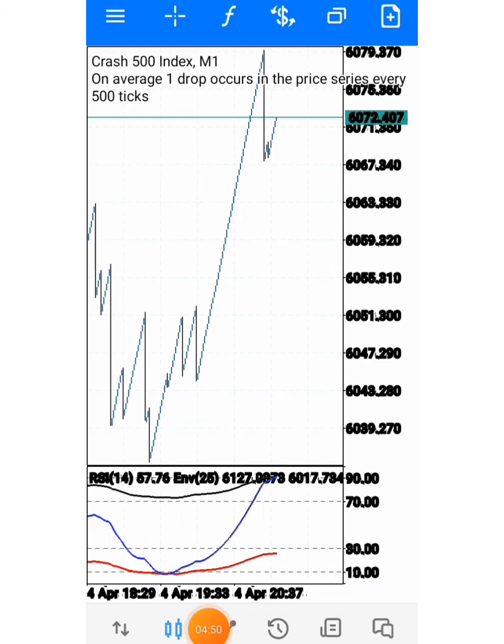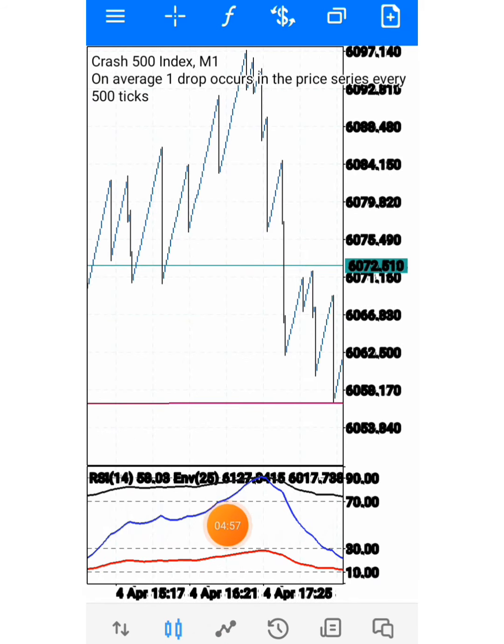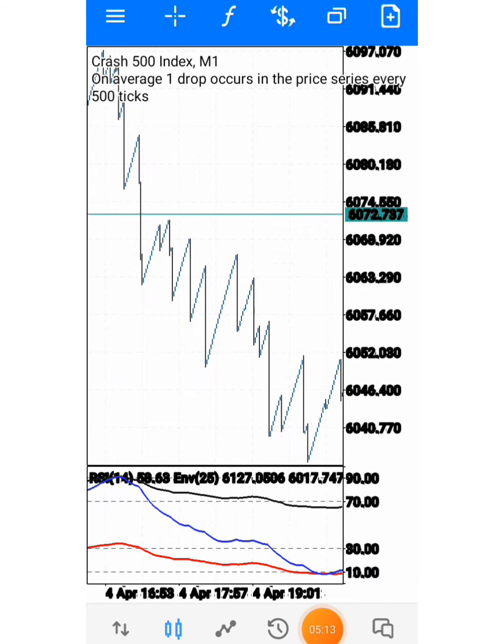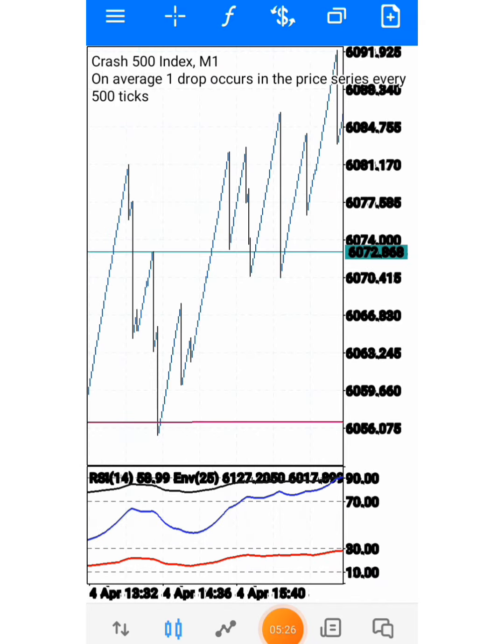So let's backtest this strategy and know if it works. Take a look at this. The moving average, the blue line, reached the 90 level of RSI and matched the upper band of the envelope. You see how the market moved down massively. It reversed when the moving average reached the lower band of the envelope and returned. You see how it curved. So this strategy is good.